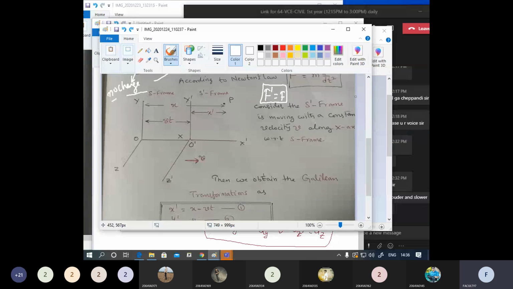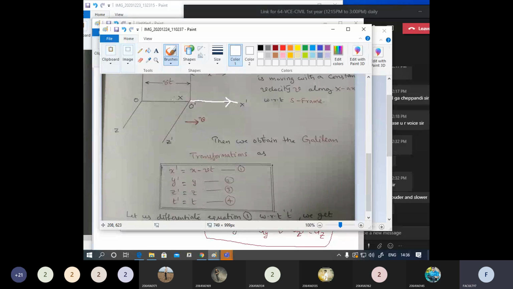Now refer back to the same diagram, but the frame is moving only along the x-axis. That's why, if you refer to the equations here, the remaining two coordinates are the same: y prime equals y, z prime equals z. Only x prime is changing. What is the reason? We are considering the frame moving along the x-axis. The remaining factors will remain the same. Now these four equations altogether we call the Galilean transformations.